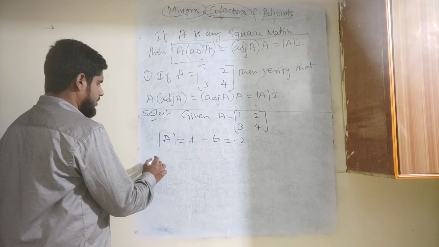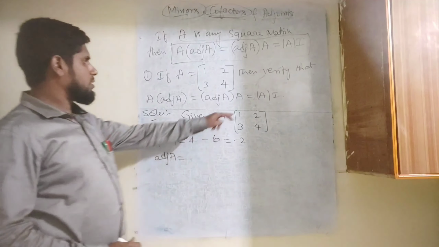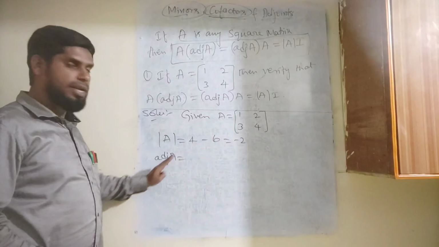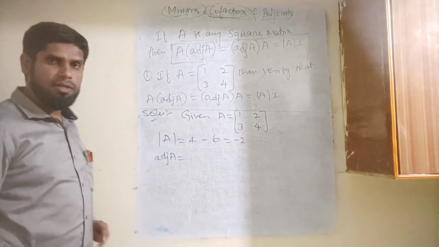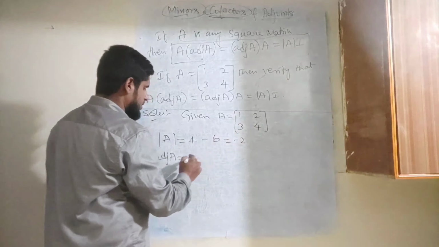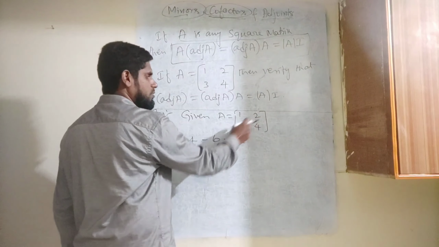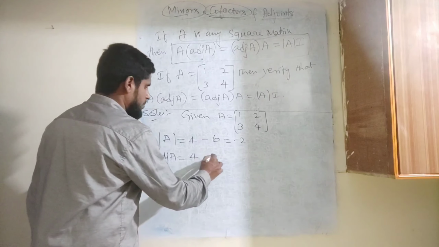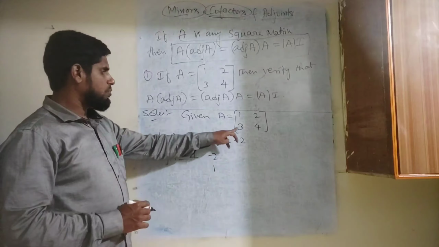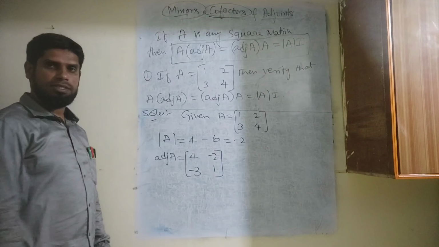Then let me take the adjoint of A. As I said, if you have a 2 cross 2 matrix, then without the help of cofactors, we can directly write the adjoint with the shortcut method. I will repeat the method one more time. Interchange the principal diagonal elements: 4, 1. Then change the sign of the other two elements. The number remains the same, only the sign should change. Plus 2 becomes minus 2, plus 3 becomes minus 3. This is the adjoint of A.